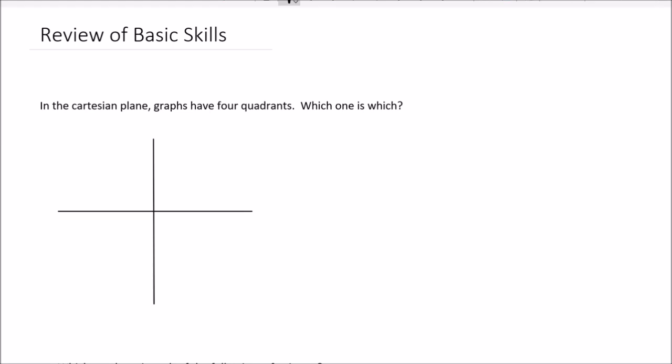So let's begin. First, we're going to talk about the Cartesian plane. All that really means is our two-dimensional graph that we've been using for years, okay? Any graph with an XY axis is going to have 4 quadrants. We need to know which one is which.